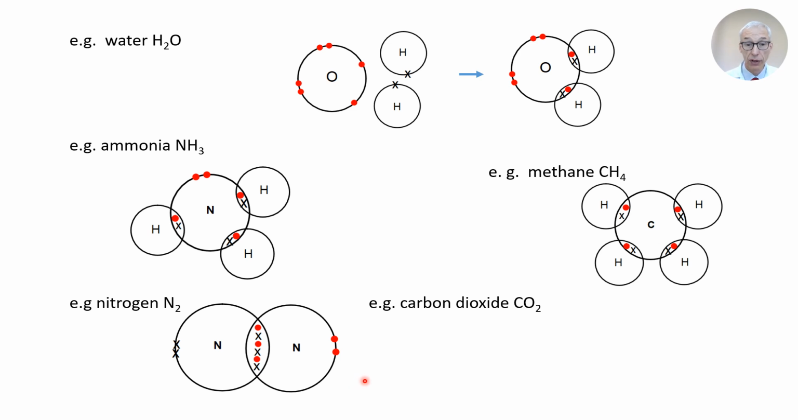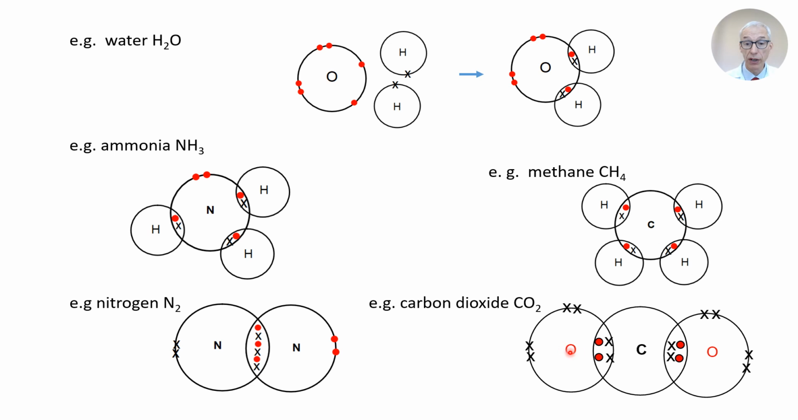Okay, so here is carbon dioxide. Carbon has 4 in its outer shell, oxygen has 6. A double bond, 2 shared pairs between the left-hand oxygen and the carbon, and 2 shared pairs between the right-hand oxygen and the carbon, making outer shells of 8 for each of the atoms.